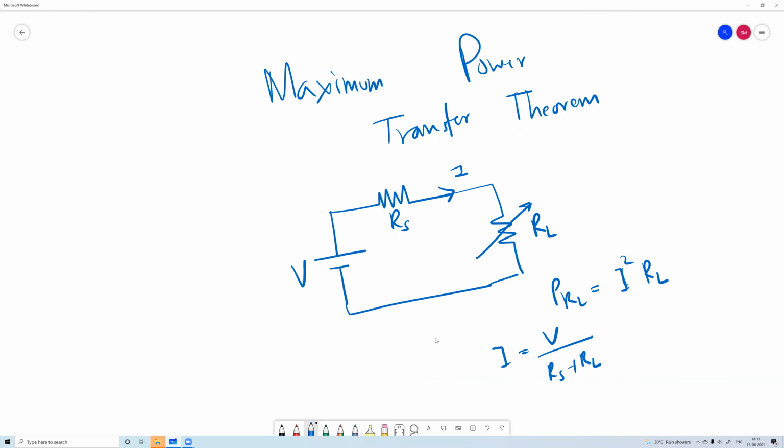If RS is minimum, then I would be V by RS. But then this is 0. That means PRL is 0. So that option is also gone. Then what? It cannot be maximum. It cannot be minimum. Equal to RS. Yes, that's the right guess. It will be equal to RS, and we are going to formally prove it.